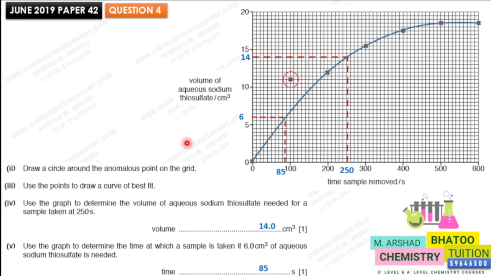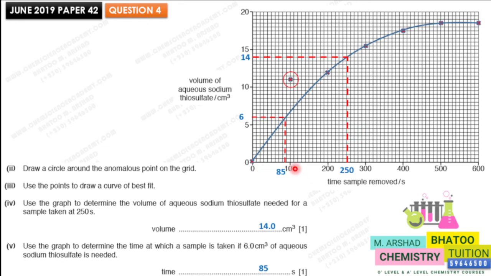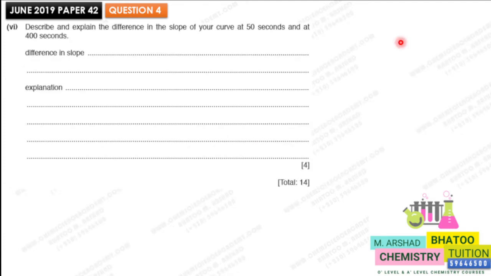Describe and explain the difference in the slope of your curve at 50 seconds and at 400 seconds. Quand tu veux get slope de la curve là, nous, 50 secondes et 400 secondes. 50 secondes ici, get ce slope. 400 là, c'est plus steep à 50. Au moins tu es capable d'expliquer la différence in slope. At 50 seconds, the slope is steeper compared to 400 seconds.